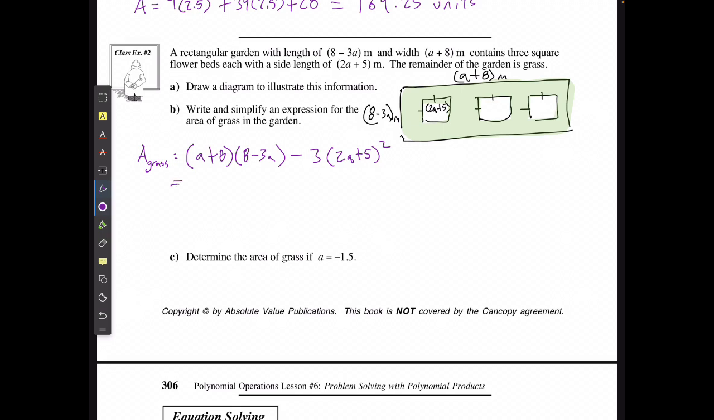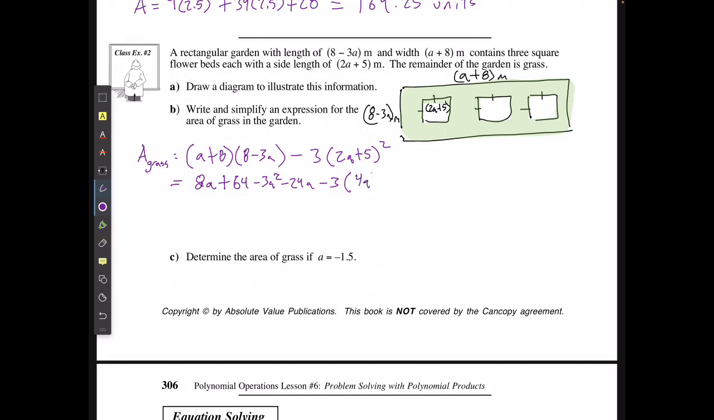When I expand this out, I get 8a's plus 64 minus 3a squareds minus 24a's minus 3. Don't forget to square out this binomial.